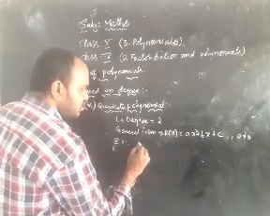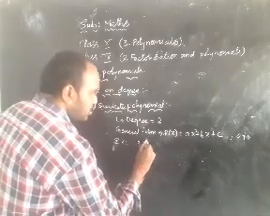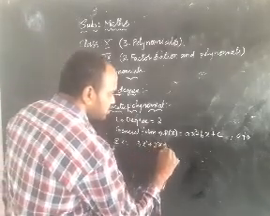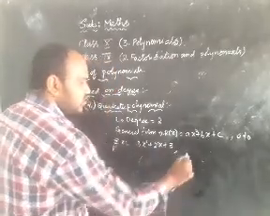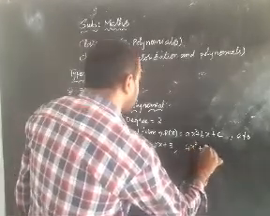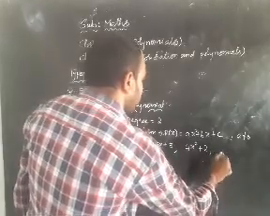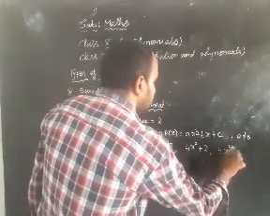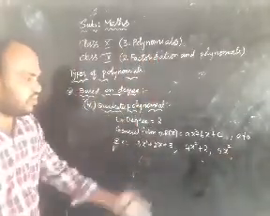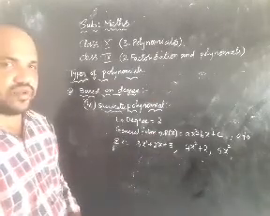Example, 3x square plus 2x plus 3, 4x square plus 2. We can write simply 5x square also, and we can write many more examples for this one.